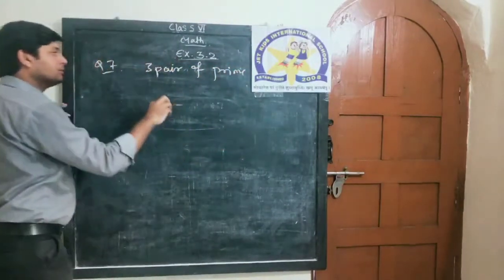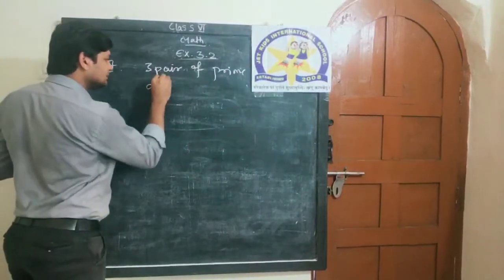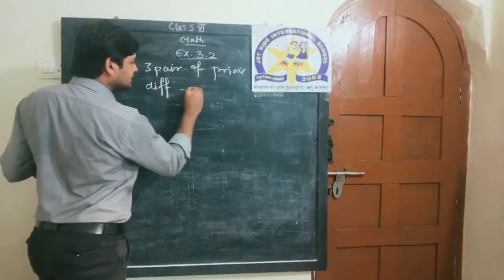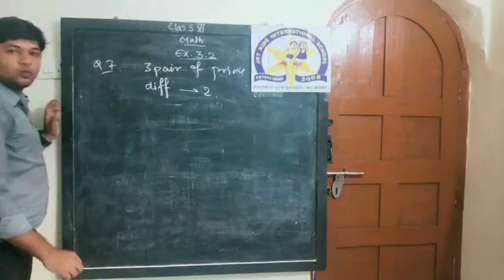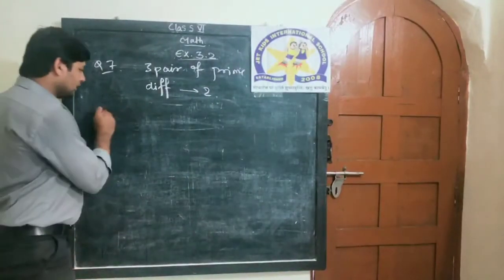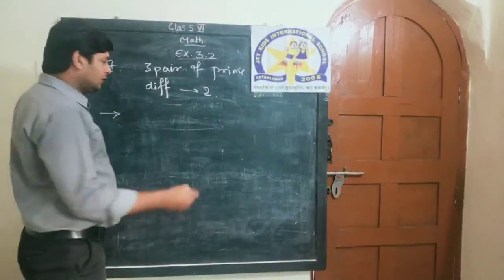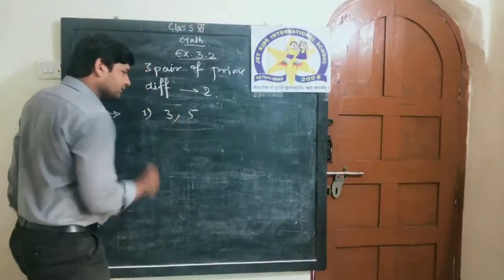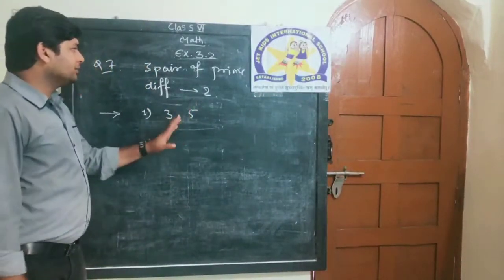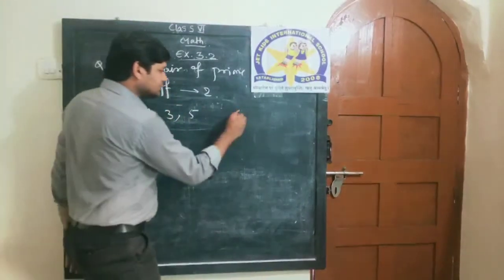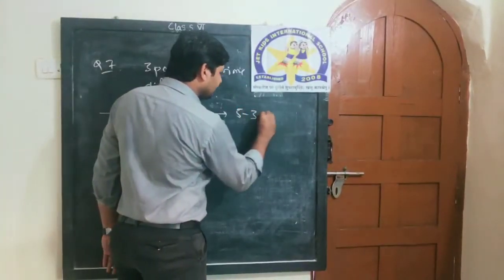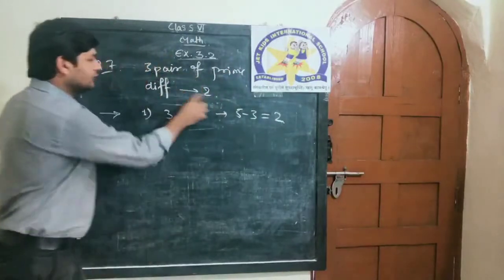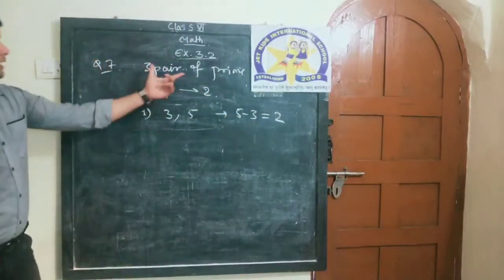Three pairs of prime numbers whose difference is 2. One I am giving you as an example, one I am giving you as a hint, then you have to find the rest. First is 3 and 5. Both are prime numbers, right? And the difference between them is 5 minus 3, which is equal to 2.